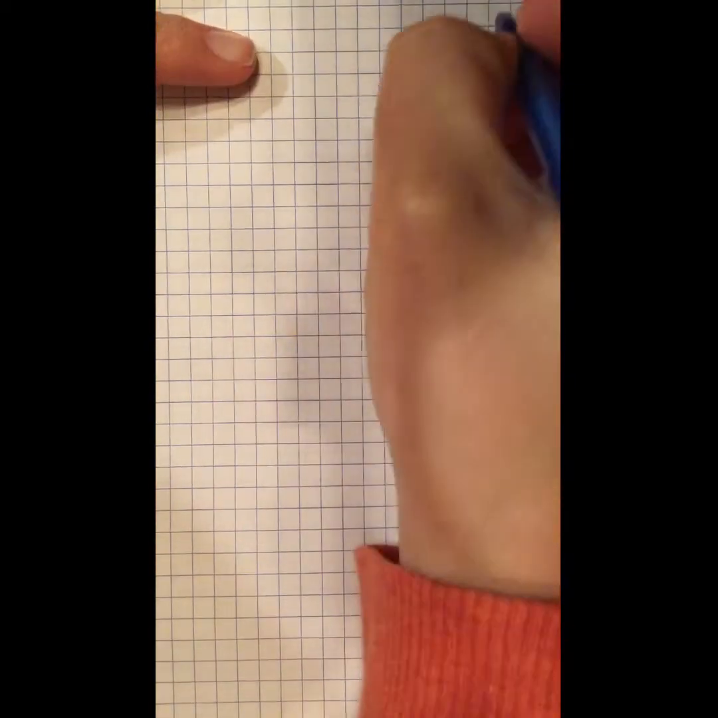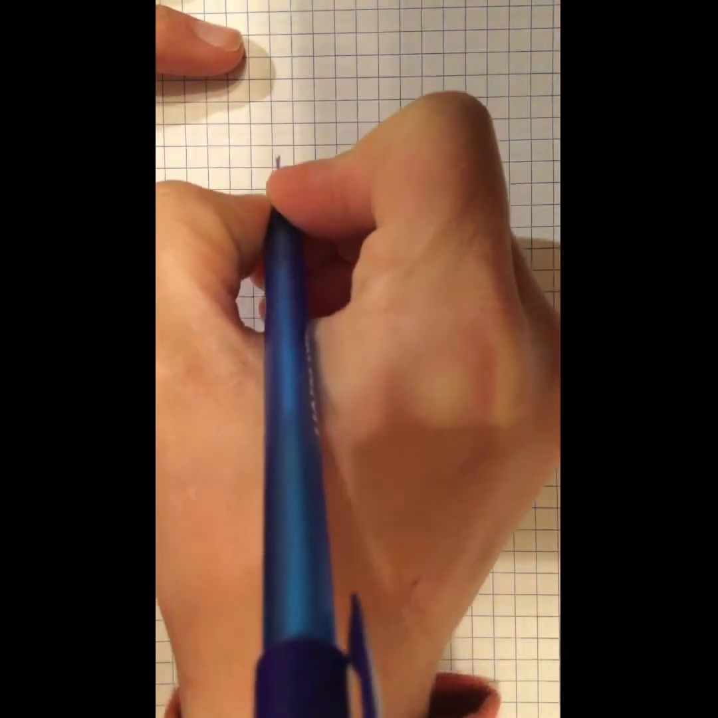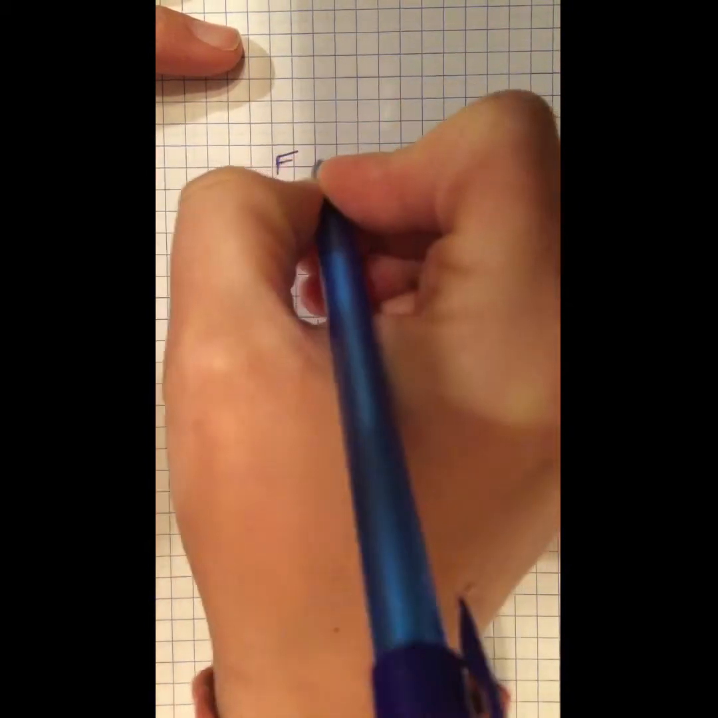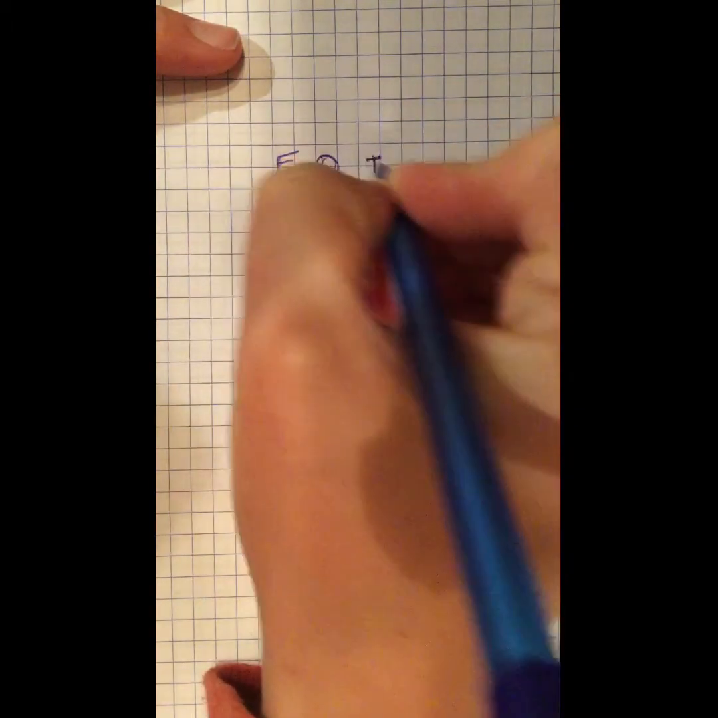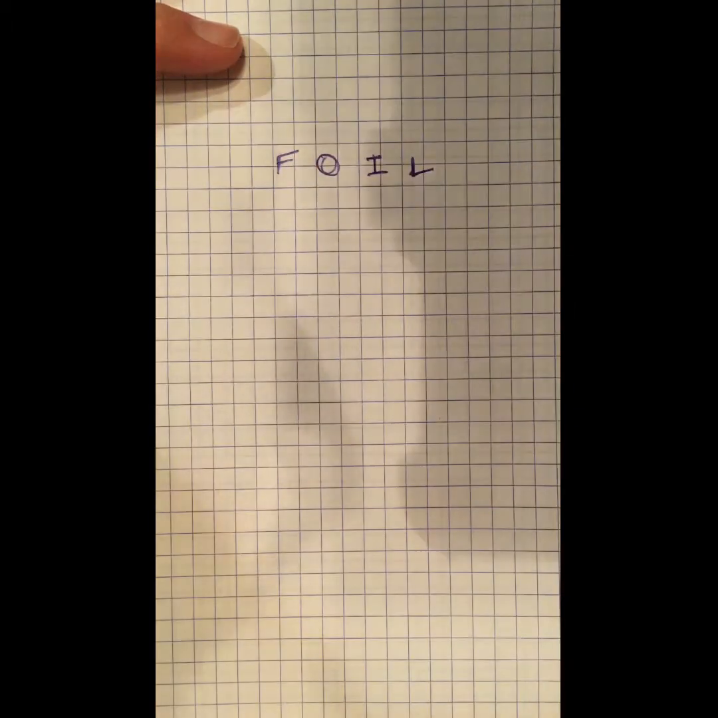All right, now that we have added and subtracted expressions, we're going to go ahead and do a quick review of how to multiply expressions. So you might have heard of this method called the FOIL method. That is F-O-I-L. That's how you spell FOIL, right?